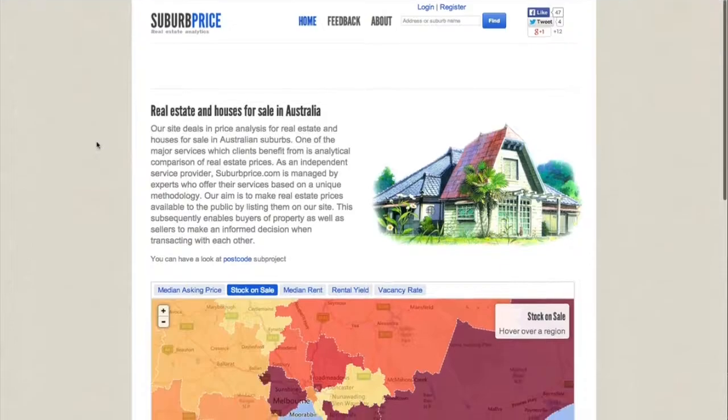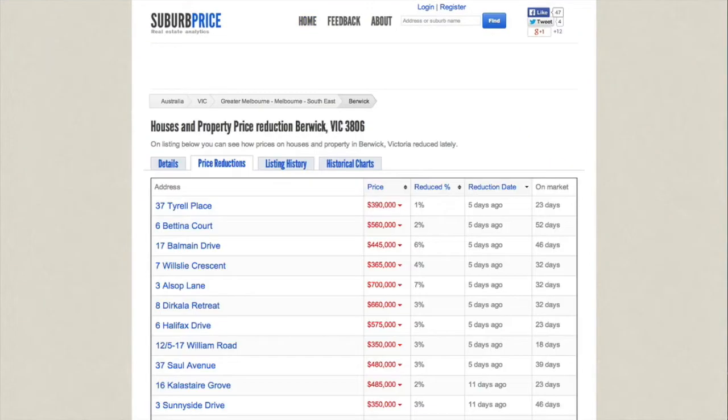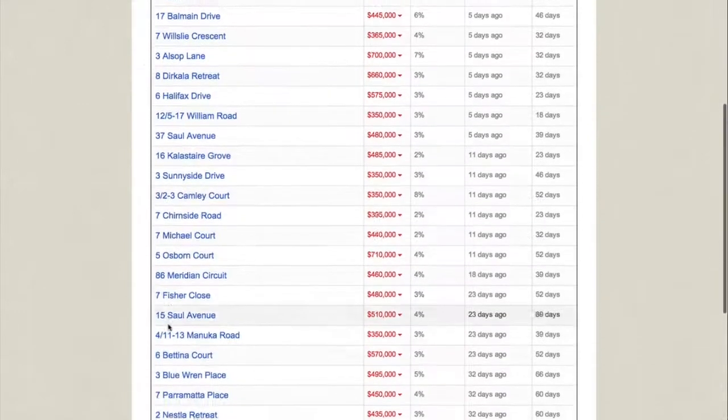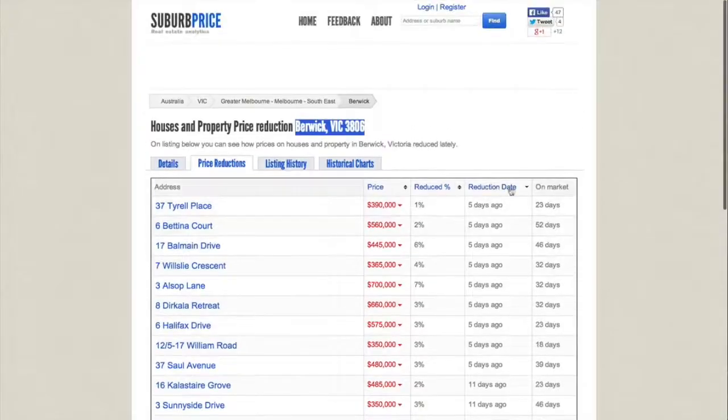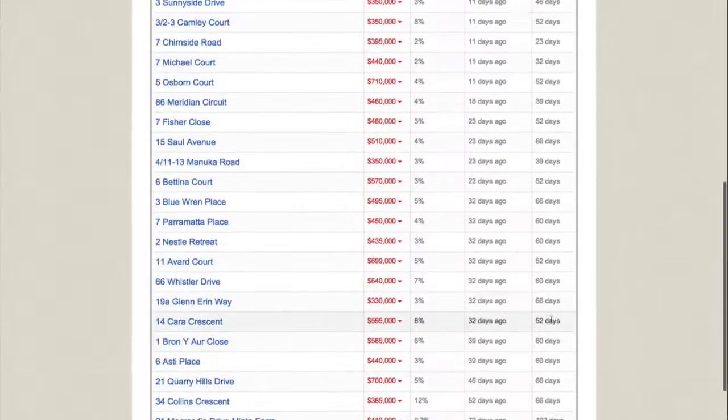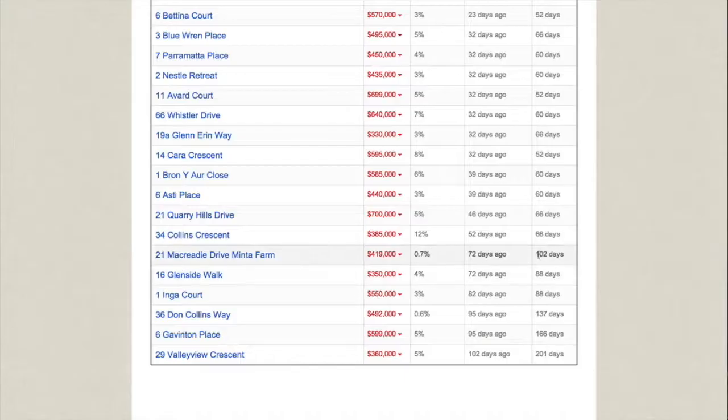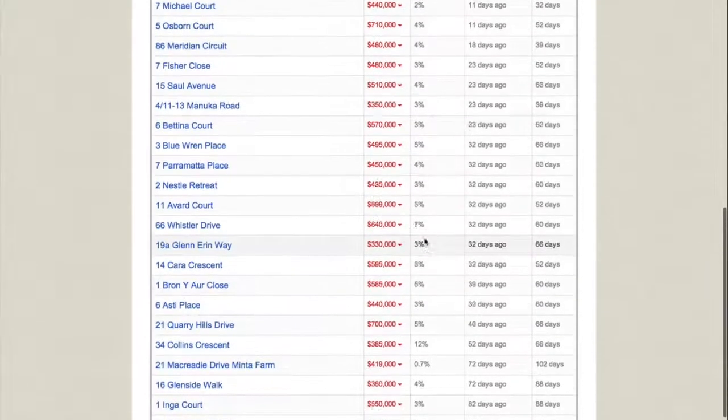What I really like this site for is here. If I'm in Berwick, all I've done is show me the price reductions that have happened for various properties in Berwick that were up for sale. So look at this. 29 Valley View Crescent, it's 5% vendor discounting. Look at this, 12% vendor discounting, 52 days ago. Reduction rate was 52 on the market 66 days ago. So you know exactly when it went on the market and why it is down.